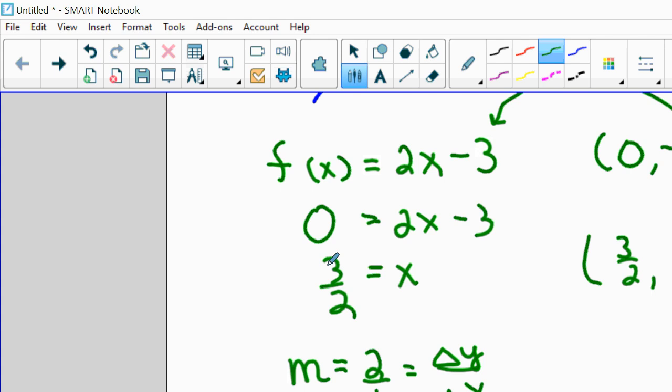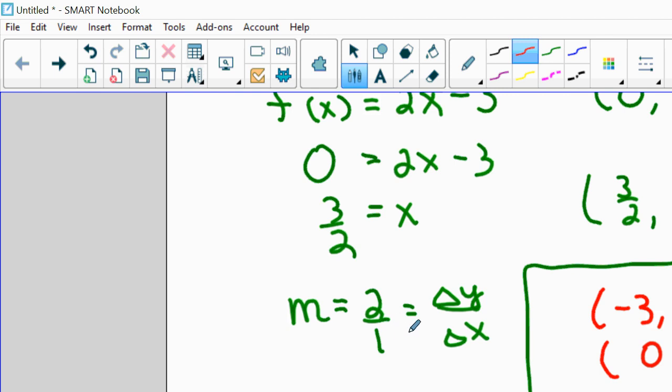Now, if you switch the x's and y's, in inverse land, you get the x-intercept (negative 3, 0). You get the y-intercept (0, 3/2). You get the slope 1/2. And since I know it's a line, the equation has to be just like we had above. Remember, it is as simple, or can be as simple, as switching the x and y's.